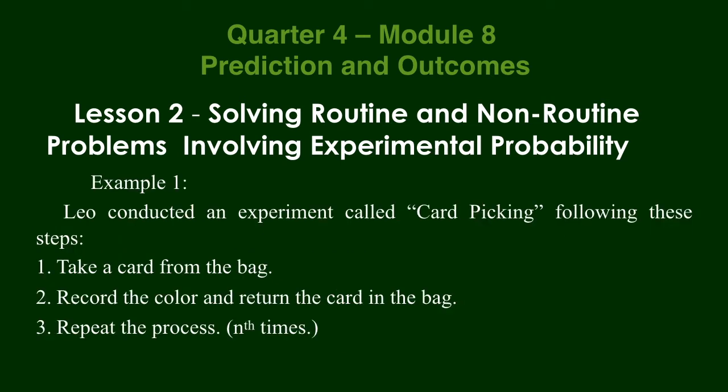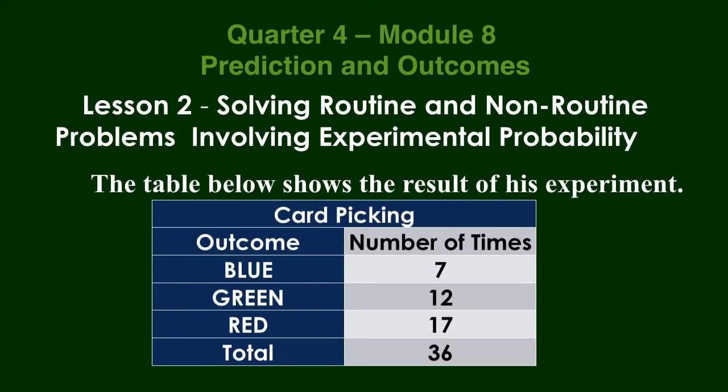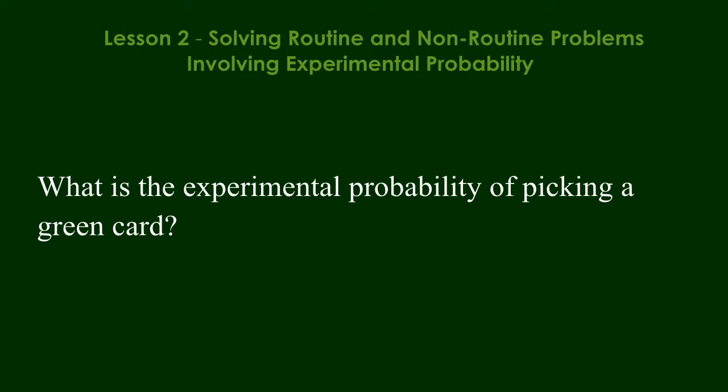Example number 1. Leo conducted an experiment called card picking. Following the steps: 1. Take a card from the bag. 2. Record the color and return the card to the bag. 3. Repeat the process. The table shows the result of his experiment. Blue, 7 times; green, 12 times; red, 17 times; a total of 36 times in all. What is the experimental probability of picking green cards?